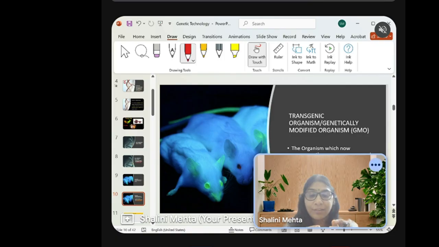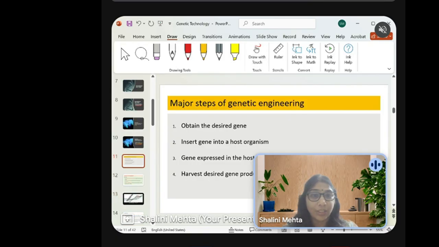Not really. Just like for conducting any experiment, you need certain things, right? To do anything, you need some simple toolkit to perform that particular thing. Similar to that, scientists also need what we call a toolkit to carry out this genetic engineering, right? So what do we need? What are the major steps of genetic engineering? The first step of genetic engineering is we need to obtain the desired gene, right?